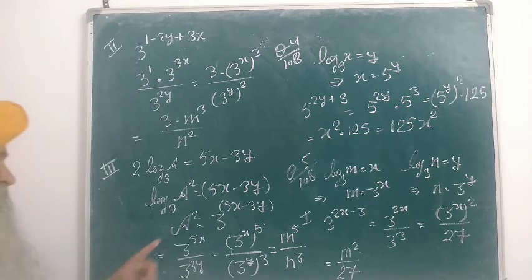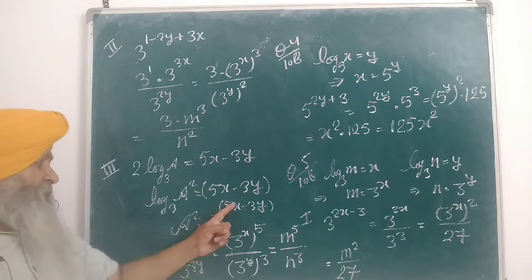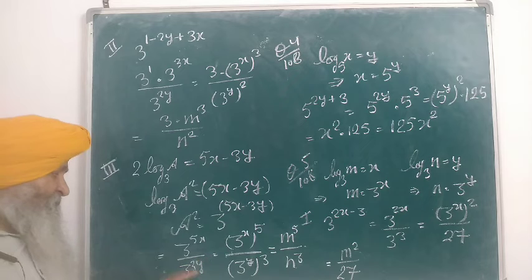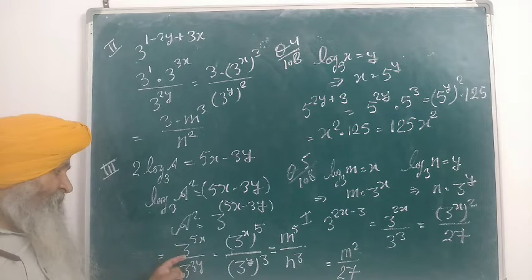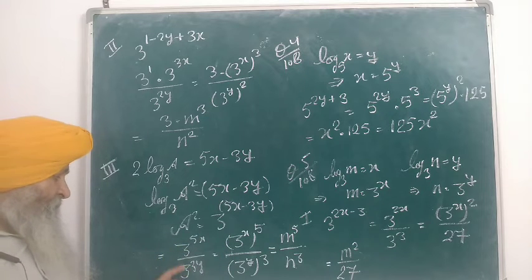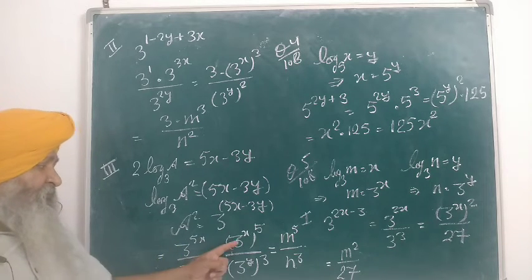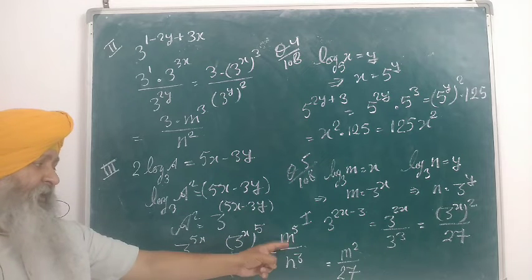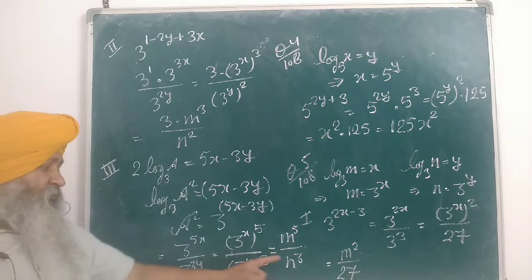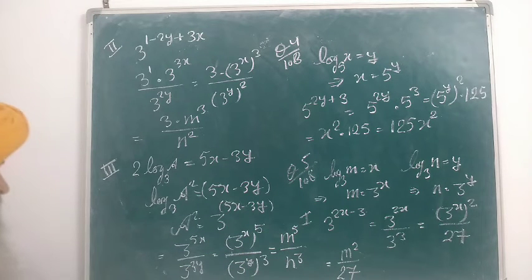And you know the indices, when does minus come? When power this is divided by power this. Again, when does multiply come? When power's power. 3 raised power x is m, so it is m power 5. 3 raised power y is n, so it is n cube. So this is your answer.